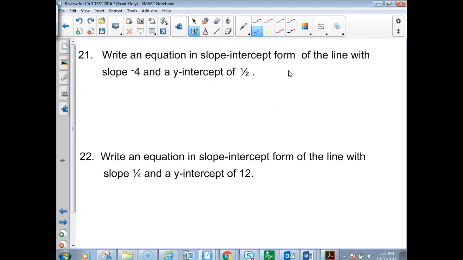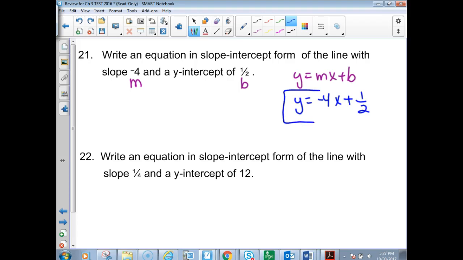Write an equation in slope-intercept form of the line with the slope of, that's an m value, and a y-intercept, which is a b value. We use the equation y equals m times x plus b, and we just substitute in m of negative 4 and a y-intercept of 1/2, plus 1/2, and that is the end. Write an equation in slope-intercept form of the line with a slope of 1/4 and a y-intercept of 12. Y equals 1/4 times your x value plus 12.